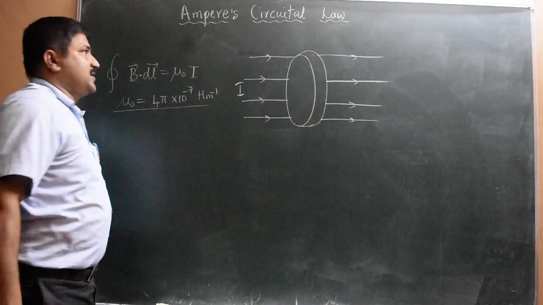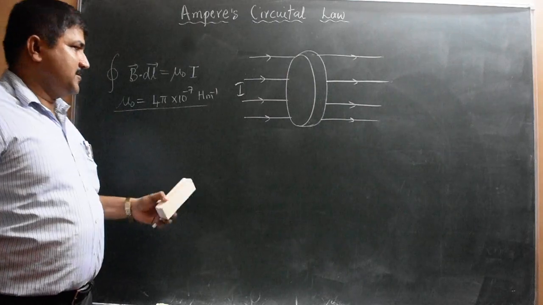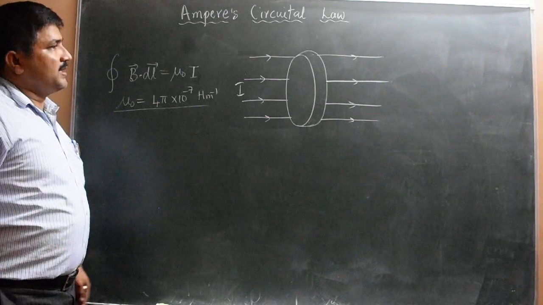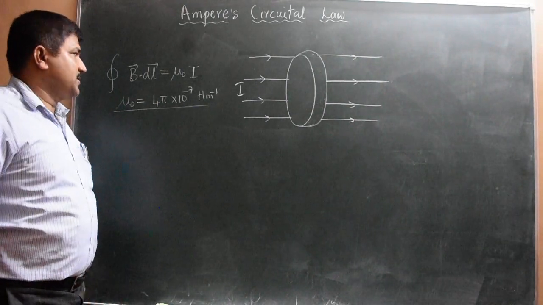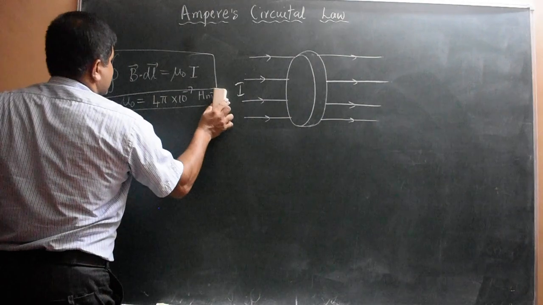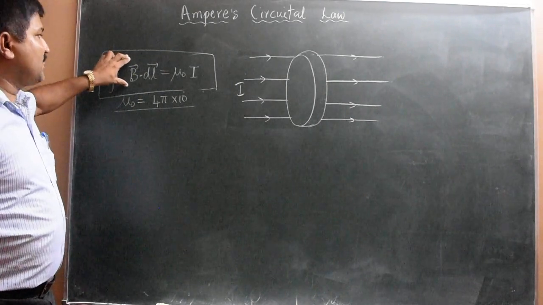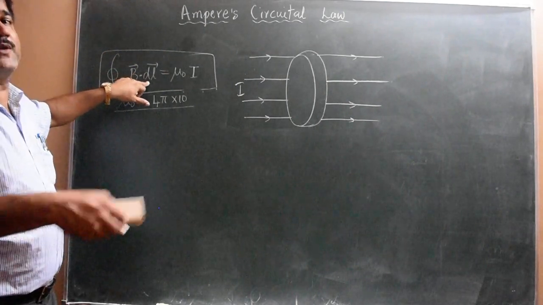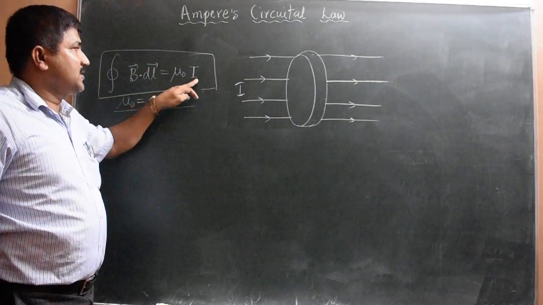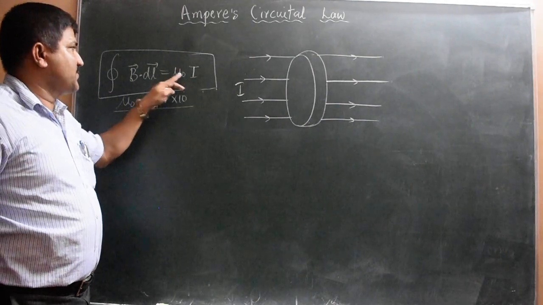Now this Ampere circular law is useful in finding the magnetic field in different situations. Firstly, we find the magnetic field due to an infinitely long straight conductor. Then we will go for the solenoid, then the toroid. So this is the mathematical equation of Ampere circular law. I repeat the statement: the line integral of magnetic field and the elemental length over the entire loop, that is the LHS, is equal to mu naught times the net current enclosed within the loop or within that surface. So mu naught I.